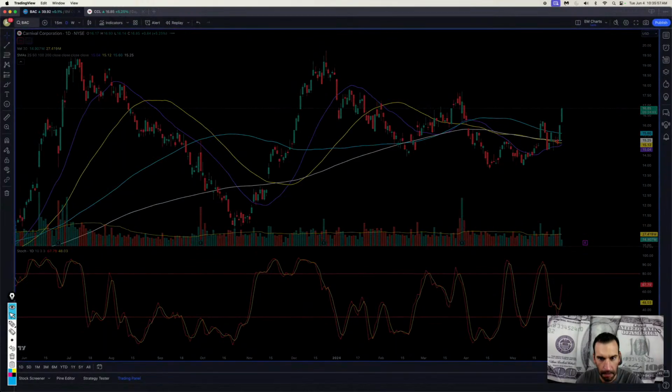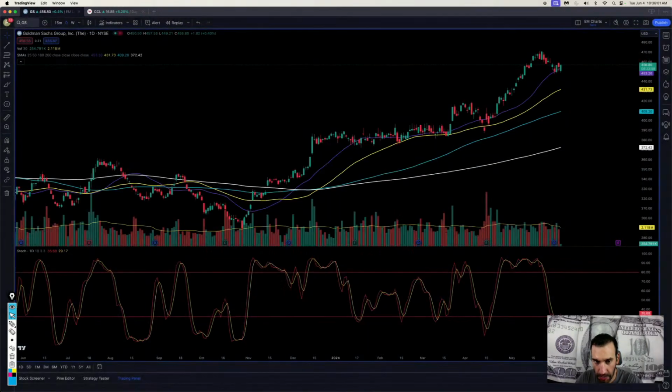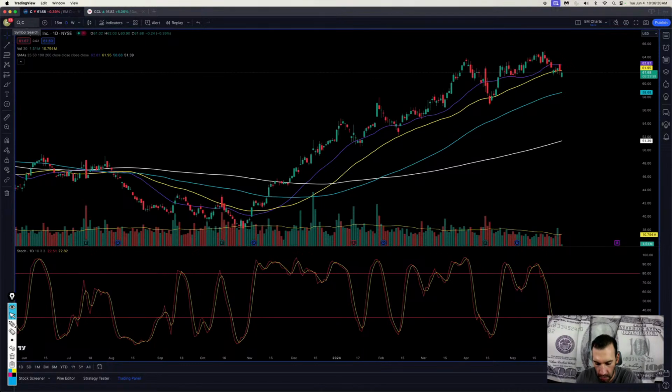All right, next. Let's go to the next one. Let's go to banks. Let's check out what's going on with the banks. Goldman. Let's go JP Morgan. The banks are, I wouldn't say crumbling, but they're not in the same nice position that they were in previously. Let's go Citi. Citi, look at these guys. So guys, look at these banks. This is the interesting thing here.